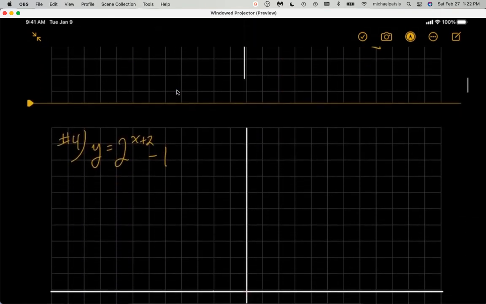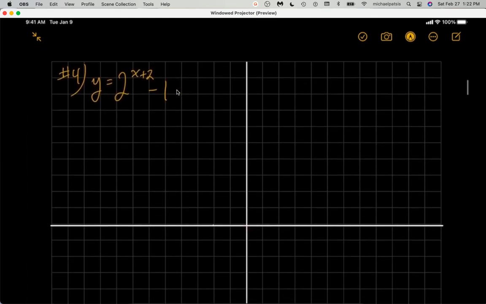Okay, let's do the next one. Here's a little bit more complicated. This involves transformations. First thing I do, is this a legal exponential equation? Answer yes, because the 2 is positive. The 2 is greater than 1. It's going to be a growth problem, meaning it's going to move away from the horizontal asymptote. Where is our horizontal asymptote?